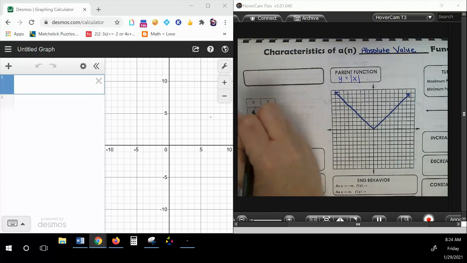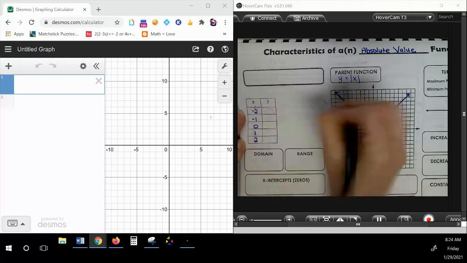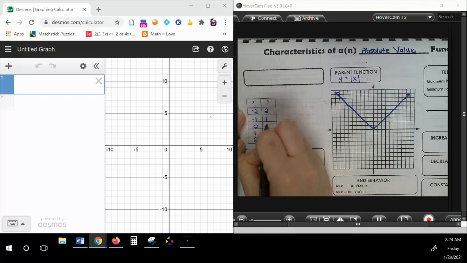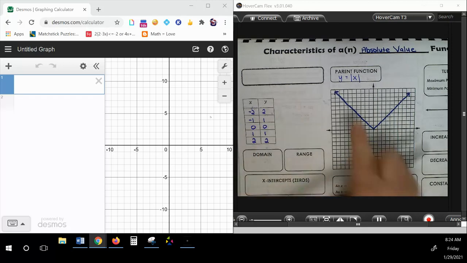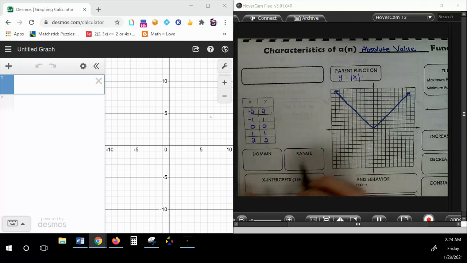So if we put some numbers in here for x, we can find the y by taking the absolute value. So positives all the way, and those are our coordinates. All right, domain are all the x's.